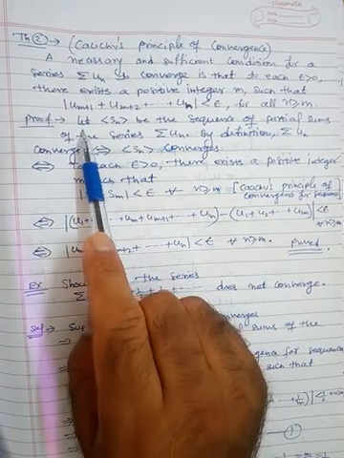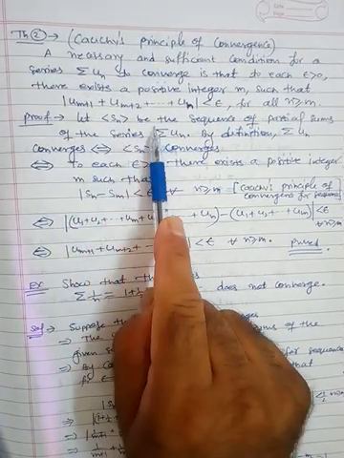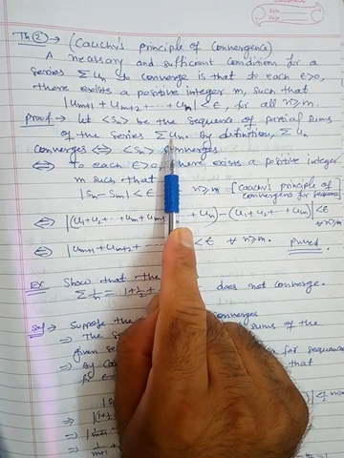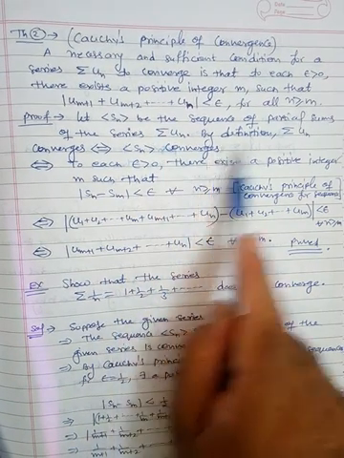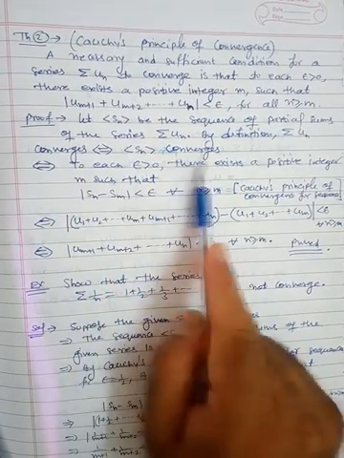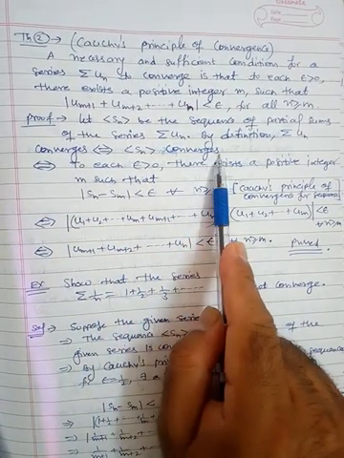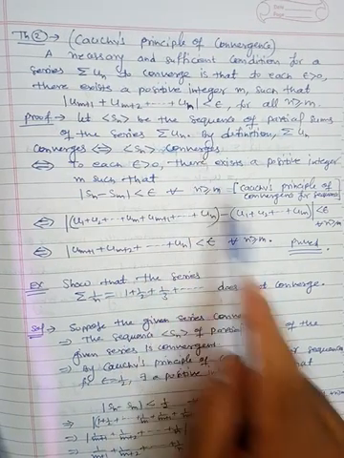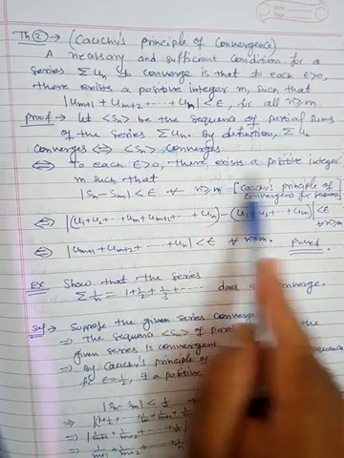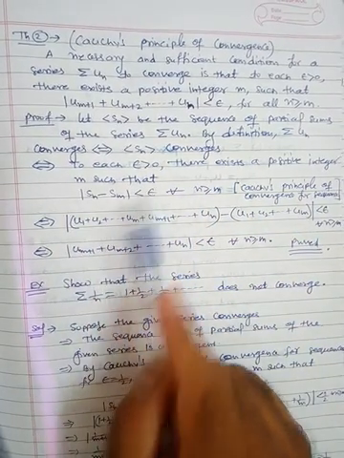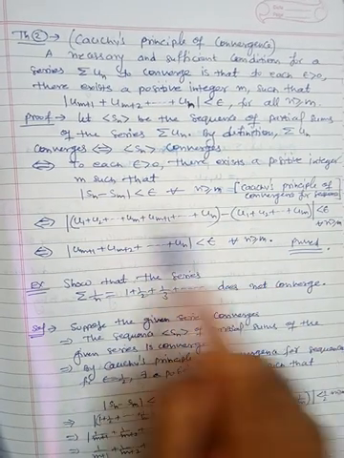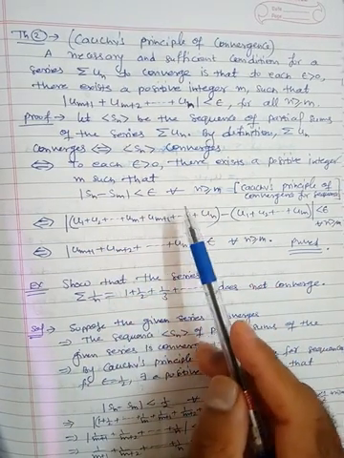This is the necessary and sufficient condition. Suppose S_n is the sequence of partial sums of the series summation u_n. Then by definition, if this series converges, then obviously S_n converges. And if S_n converges, then by the Cauchy principle of convergence for sequences, for each epsilon there exists a positive integer m such that the magnitude of S_n minus S_m is less than epsilon for all n greater than or equal to m. This is the Cauchy criterion for sequences.